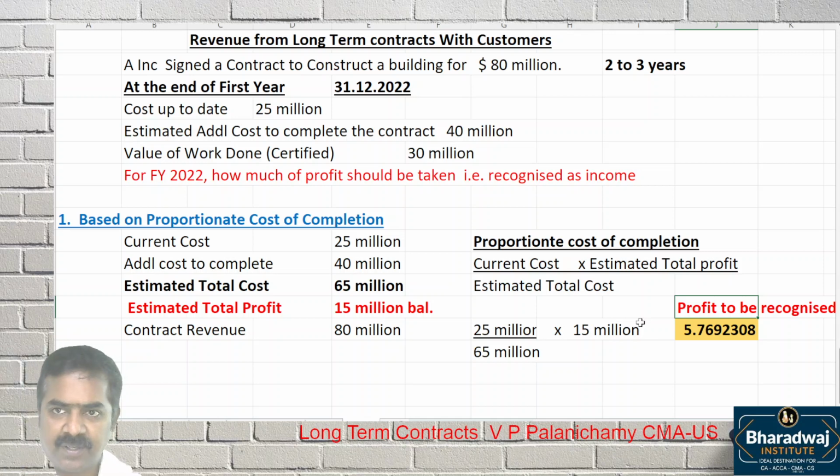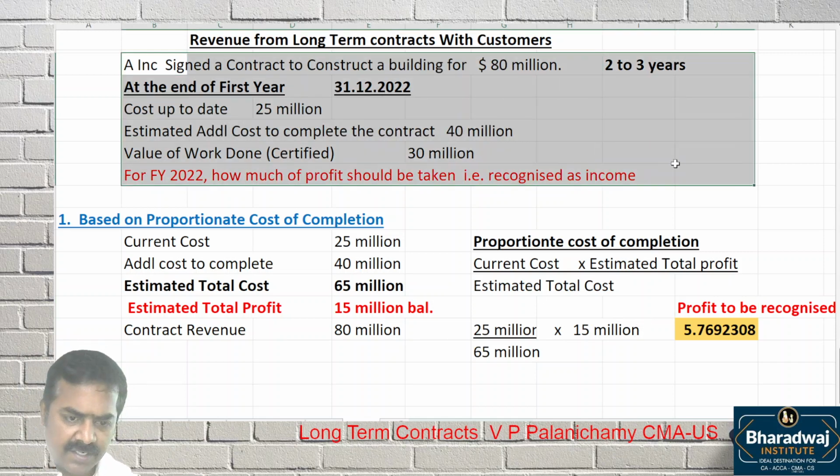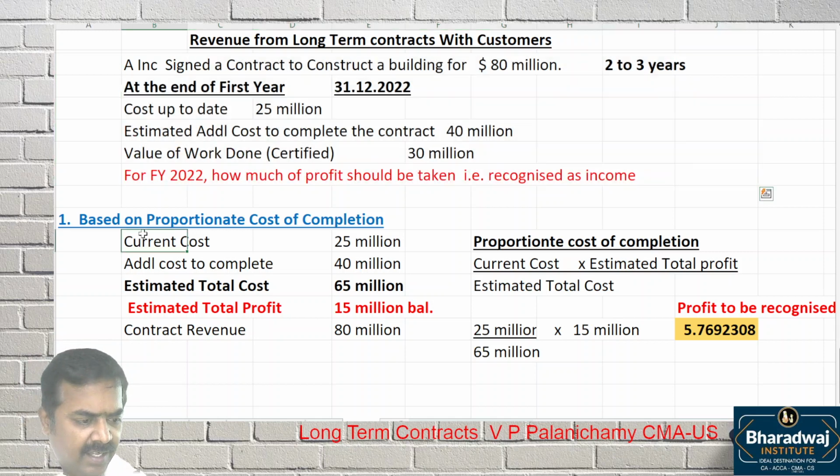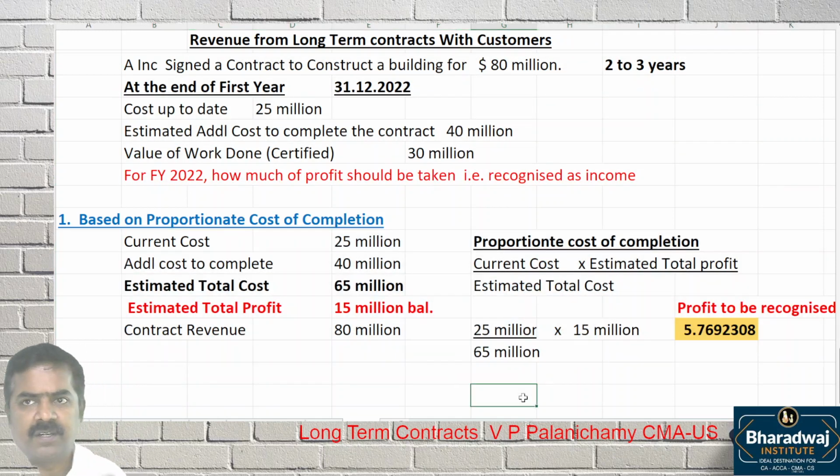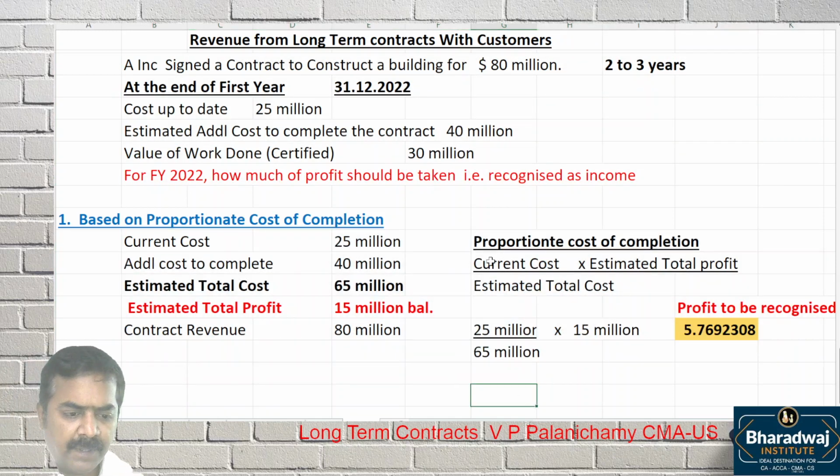It's not conceptual. Last topic we had seen is which one? Conceptual. Conceptual means only theory area will be tested. But here, they can give a question like this. It's a past IMA question only. And they can ask you how much of profit you will charge to P&L. Simple logic. Current cost we spent 25 million out of total 65 million. So proportionately 15 million into this can be recognized in P&L. Take up this.